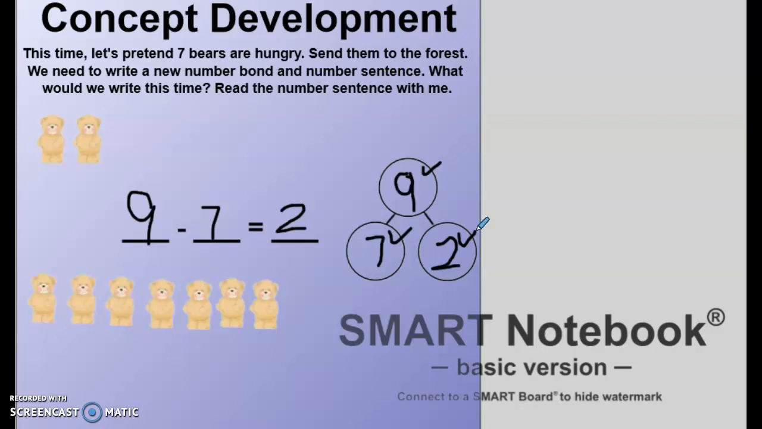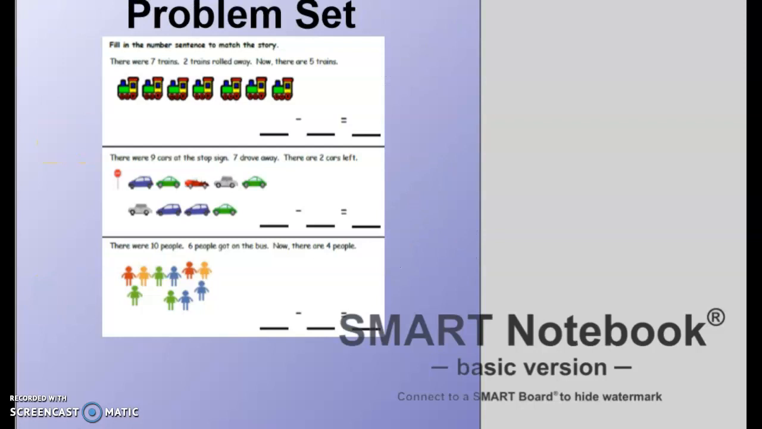Now let's check on our fingers if our number sentence makes sense. So put up 9 fingers, please. And let's take down 7. 1, 2, 3, 4, 5, 6, 7. I took away 7 because 7 bears went to the woods. How many fingers do you have left? 2. Very good. I know this is such a tricky lesson, but you guys really did a great job.